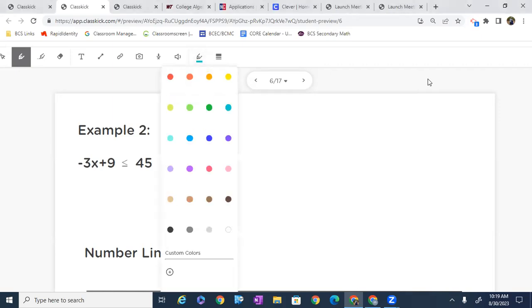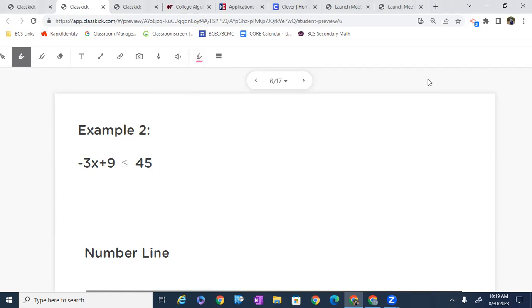We're going to go ahead and get rid of that positive 9. We're going to subtract that 9 over. When we do that, we're going to be left with negative 3x is less than or equal to 36. 45 minus 9 is 36. And then we are going to divide by negative 3.